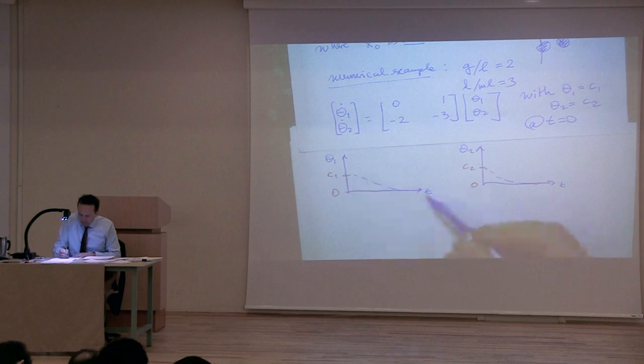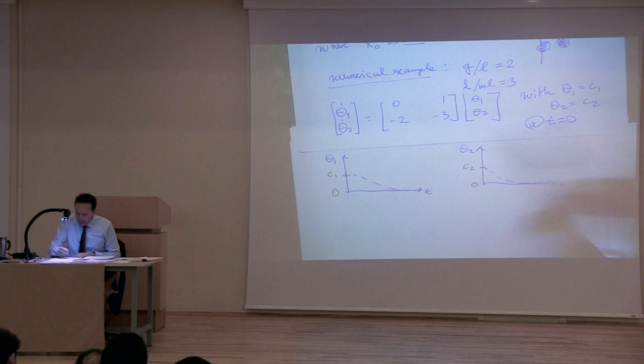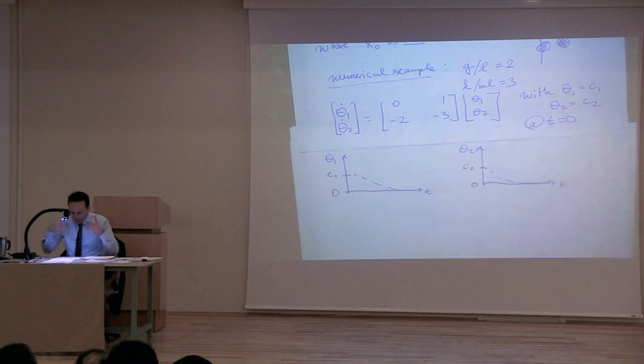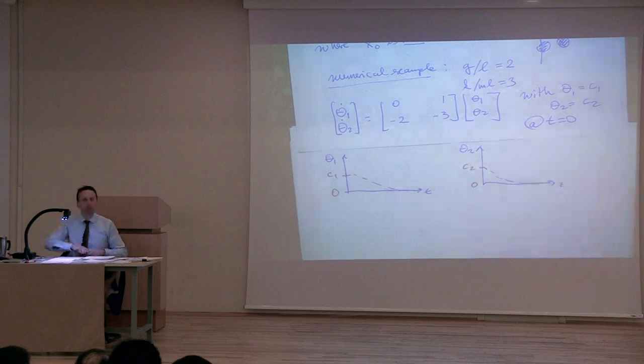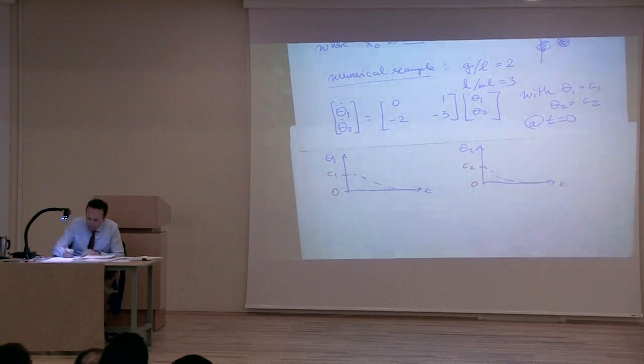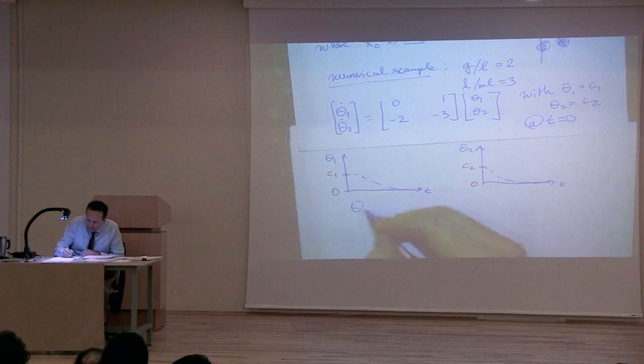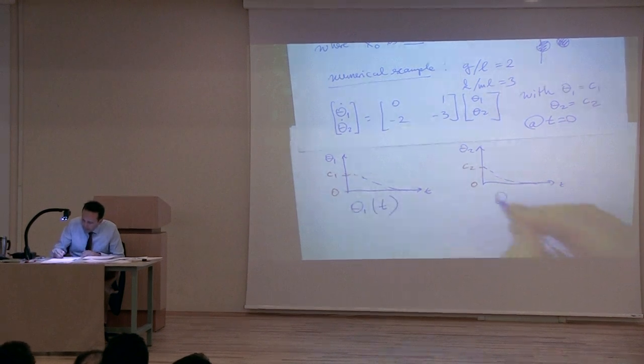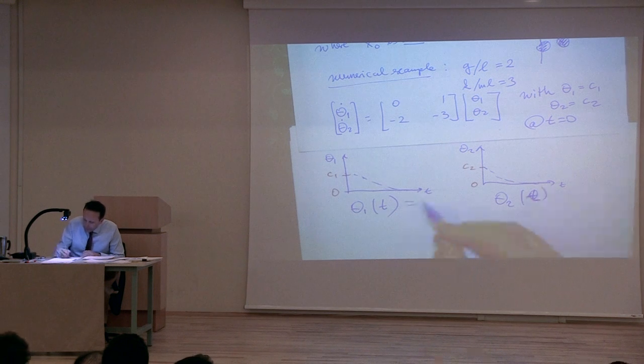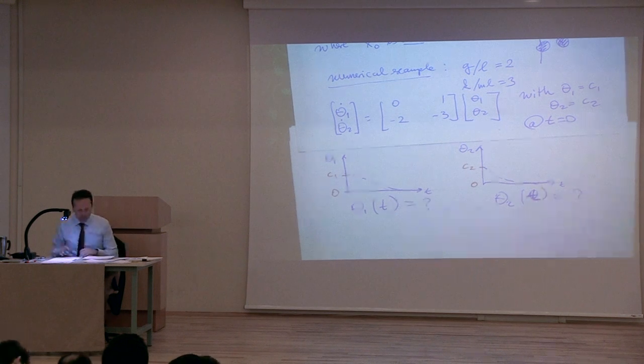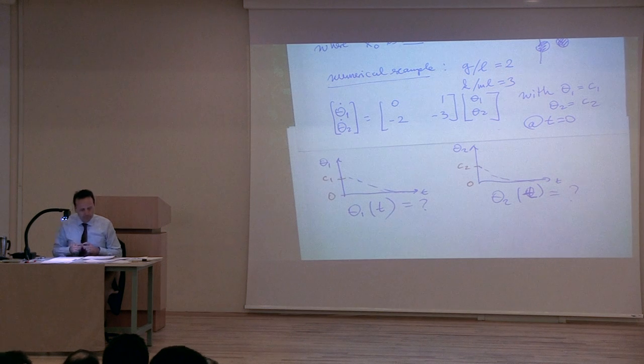How is it going to come back to this equilibrium point, starting from C1 and C2, given the equations that describe the dynamics of the linear system? So how do I find this? How do I find these curves? How do I find theta 1 as a function of time? How do I find theta 2 as a function of time? How do I find them for a linear system? How?